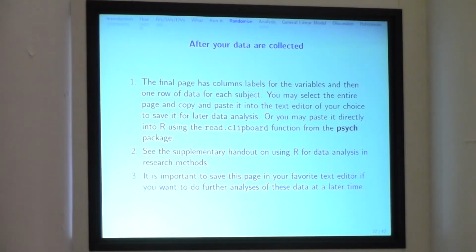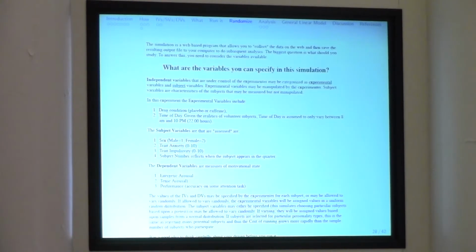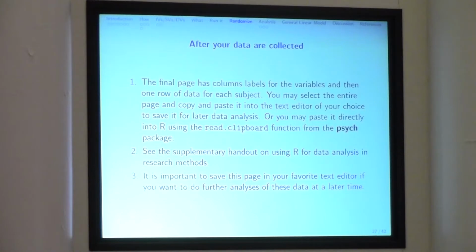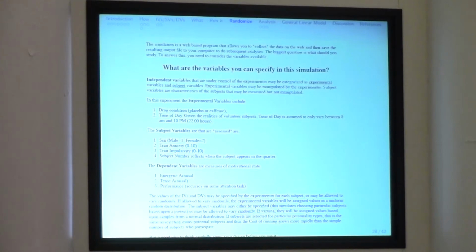After the data are collected, it drops you into a website. It gives you the data. You just copy and paste it into R. And here's, once again, the instructions you get. You get all these redundant instructions, redundant with what I just told you. At the bottom of the page, how many subjects do you want? 100 is a good number.